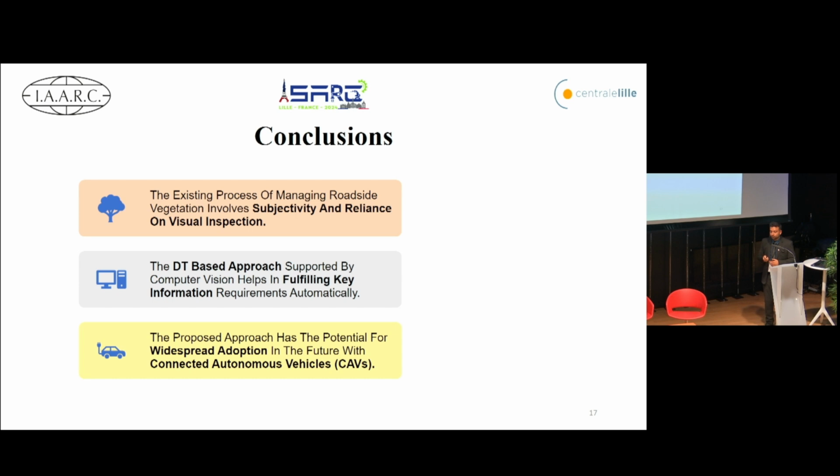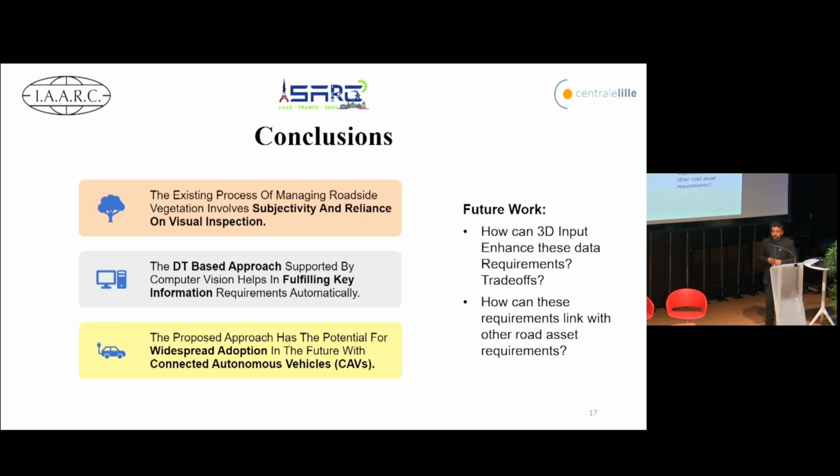The digital twin-based approach can help us in fulfilling key information requirements, and the widespread adoption of this approach will take place when connected autonomous vehicles are there, which will be going through the road on a regular basis and collecting real-time data. Some of the future work is what will change if we switch the data acquisition method from 2D to 3D. Right now I showed you an image-based example, but currently we are working on a 3D-based input from a mobile laser scanner instead of a camera.